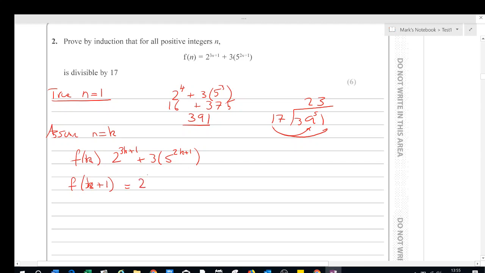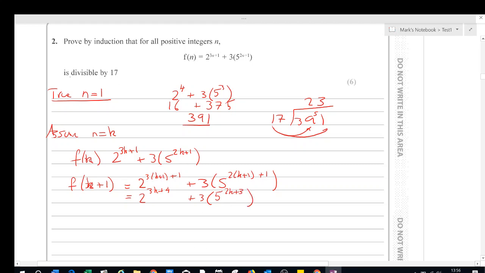So it's 2 to the power of 3 times k plus 1 plus 1, plus 3 times 5 to the power of 2 times k plus 1 plus 1. Okay, we simplify. That gives us 2 to the power of 3k, 3 times 1 is 3, add the 1 makes 4. And finally, simplify this: 5 to the power of 2k plus 2, plus 1 is plus 3, so it's 5 to the power of 2k plus 3.